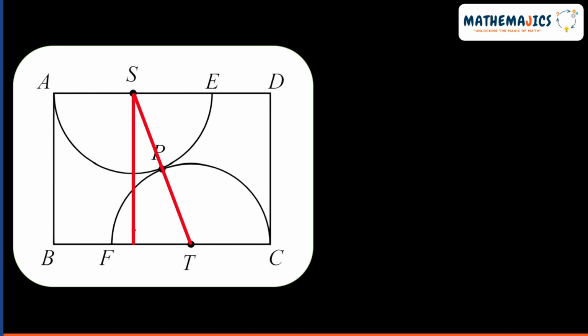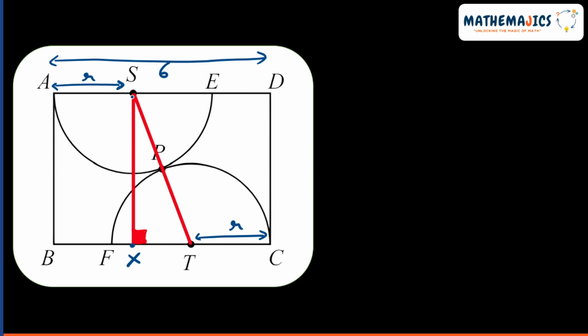After doing this construction, we will be marking a few important things in this figure. Let this point of perpendicular be point X. And let's mark the radius of these two semicircles. This is radius R. This is also radius R. And the length AD of the rectangle is 6.